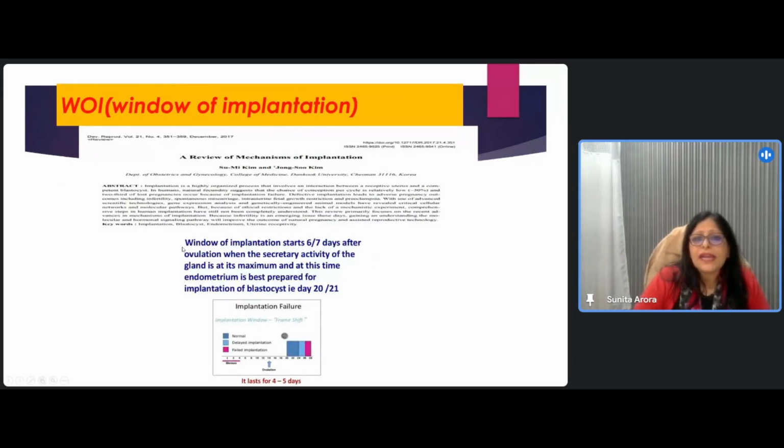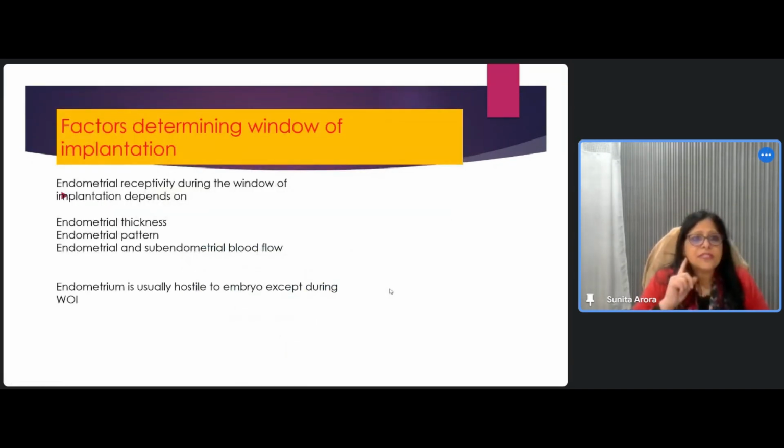The window of implantation typically starts 6 to 7 days after ovulation, when the secretory activity of gland is at its maximum, and at this time endometrium is best prepared for implantation of blastocysts. So that is typically day 20-21 of cycle. And we know that it's not only the thickness, but the pattern, the endometrial and subendometrial blood flow, everything is equally important.